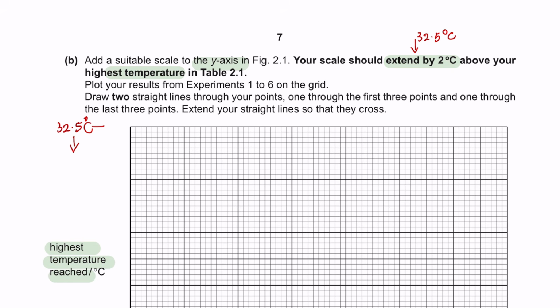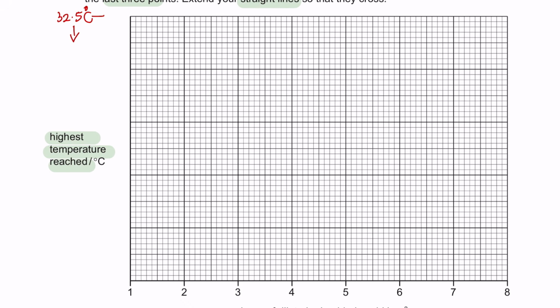Plot your results from experiment 1 to 6 on the grid. Draw 2 straight lines through your points. One is through the first 3 points and the other is through the last 3 points. Extend your straight lines so that they cross. Okay, we'll do this first by filling up the scale for the y-axis.